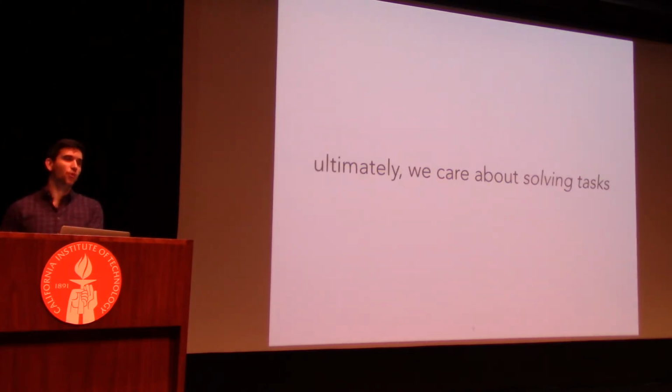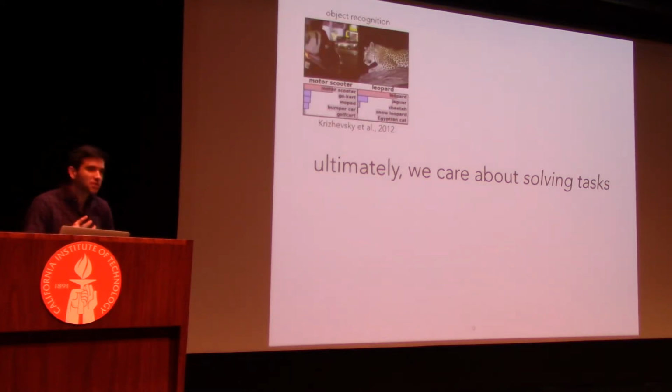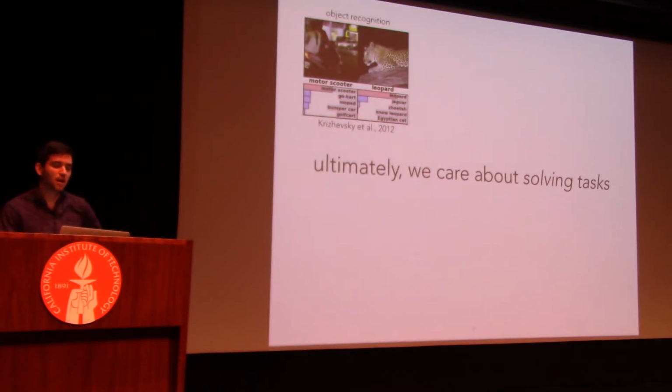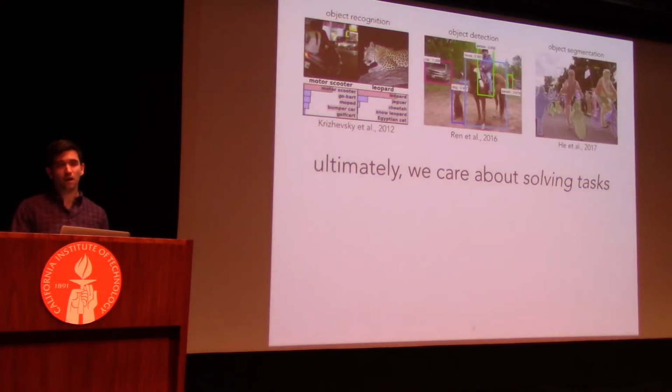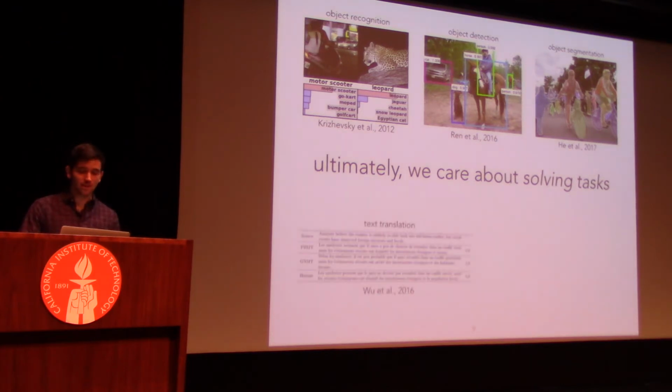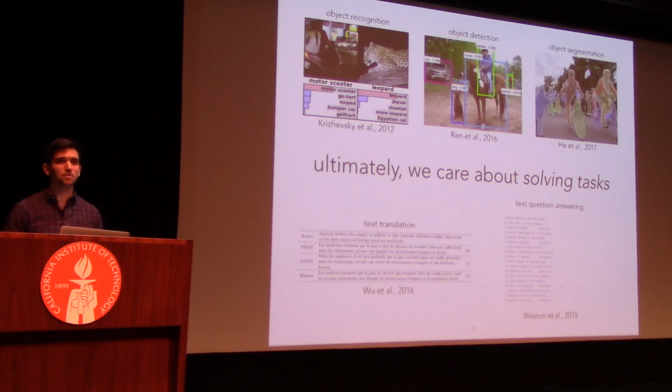At its core, any intelligent system, anything that's trying to solve a task, and these machine learning systems are trying to solve tasks at the end of the day. In computer vision, that typically involves object recognition, or perhaps object detection, or even object segmentation. And in the domain of text, sometimes we want to translate one language into another, or we want to do some type of question answering scenario in which we're given a question and we want to come up with an answer given some database that we can query.